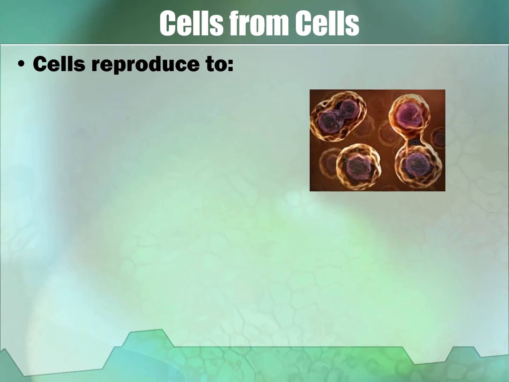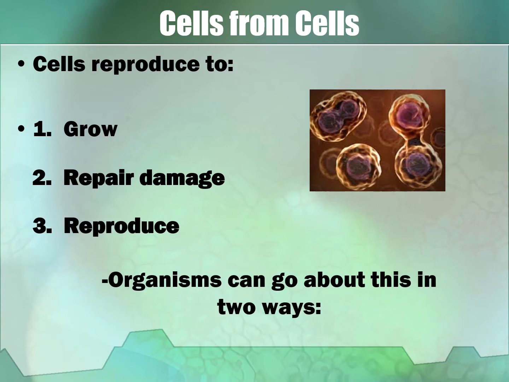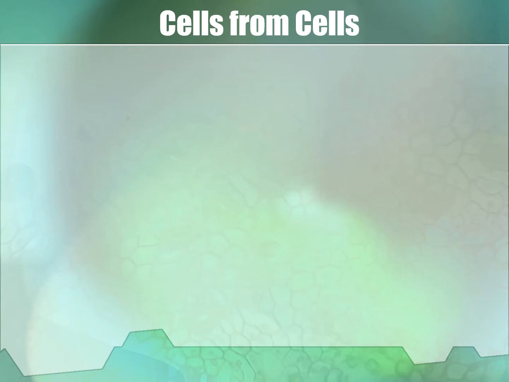So this whole section is about the cell cycle. Let's take a look at reasons that cells want to reproduce. Things want to get bigger, perhaps there's some damage they need to repair, or in fact they have to reproduce. So there are two ways that organisms can go about replicating themselves.